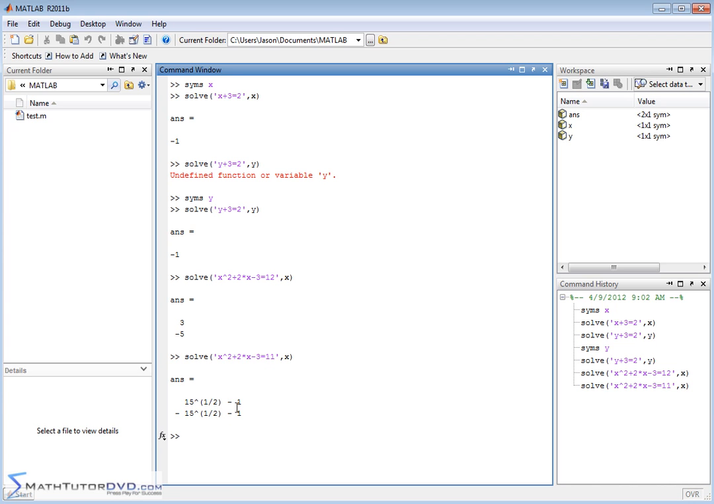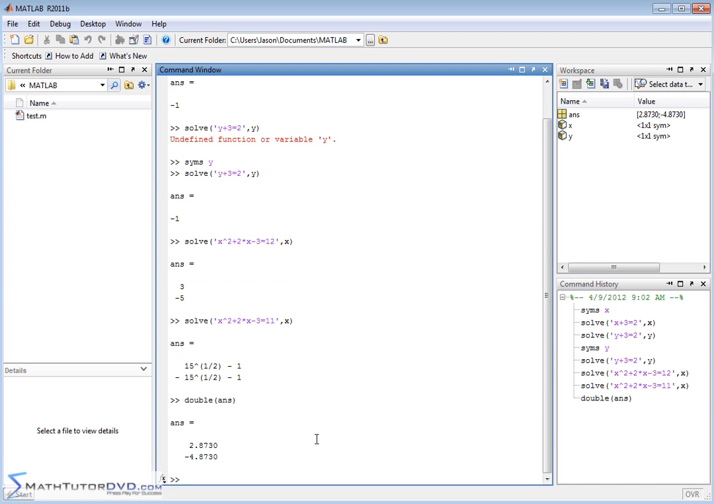If you have a hard time reading this, or if you're like, okay, that's great that it's exact, but I don't know what number that's equal to, then just pass the last answer to the double command. That tells MATLAB to turn that last answer into decimals. So this top answer is equal to this, and the bottom answer is equal to that. But when you're using these symbolic variables, MATLAB is always going to try to keep it perfectly exact.